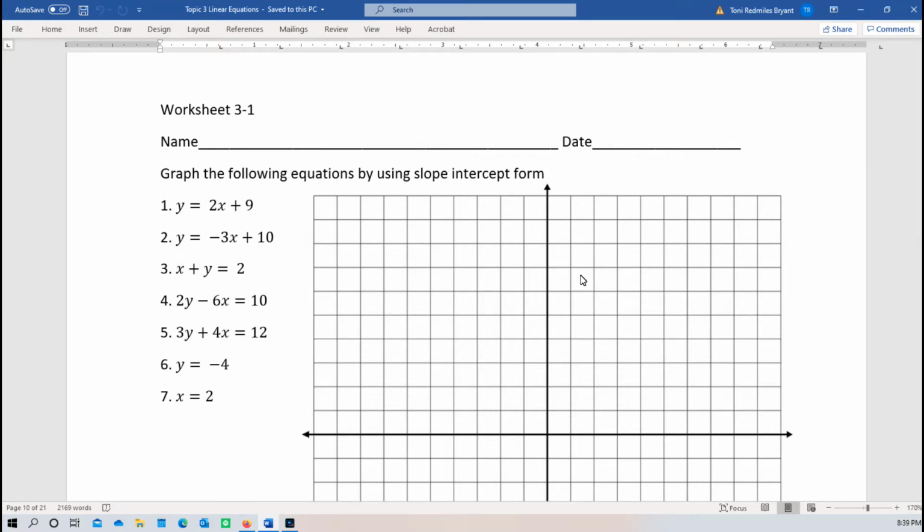This homework video is for worksheet 3-1 for the class Discovering Algebra 1 Part 1. So in this one, we have worksheet 3-1, 3-2, 3-4, and they all just graph in different ways.